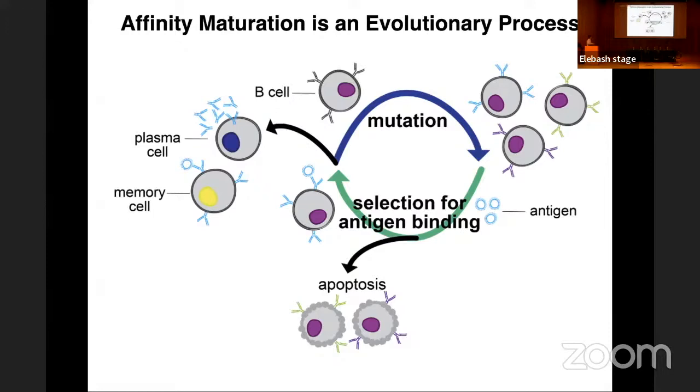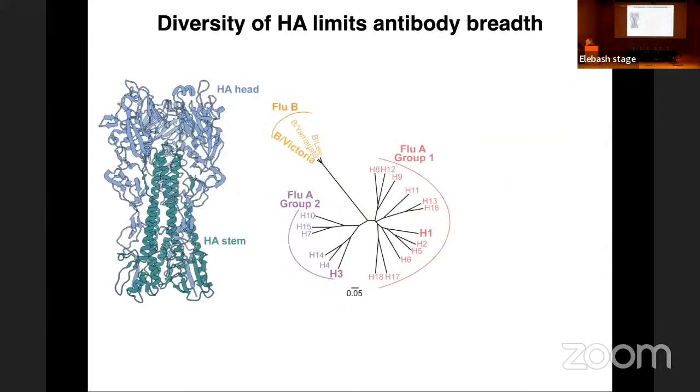Then when you get sick or vaccinated, there's a process of somatic hypermutation where you generate variation. These variants are then exposed to antigens. If they don't bind to anything, they get killed. If they do bind, then they can become plasma cells or memory cells, or undergo subsequent rounds of hypermutation and subsequent selection. And so you get this evolutionary process. Most of you know you get the flu shot every year, or you get sick from time to time.